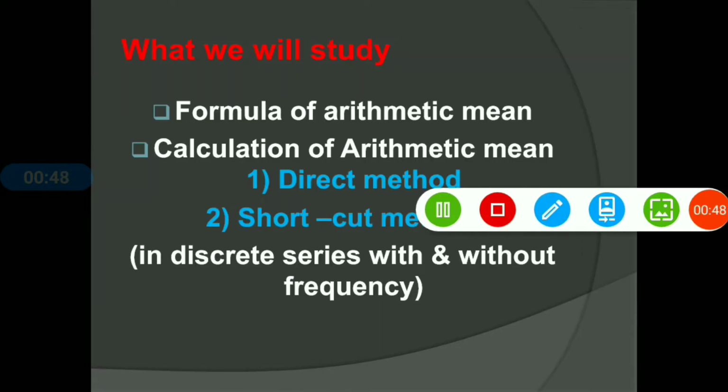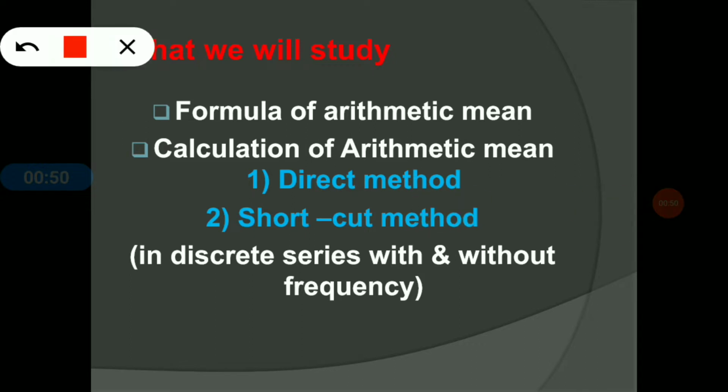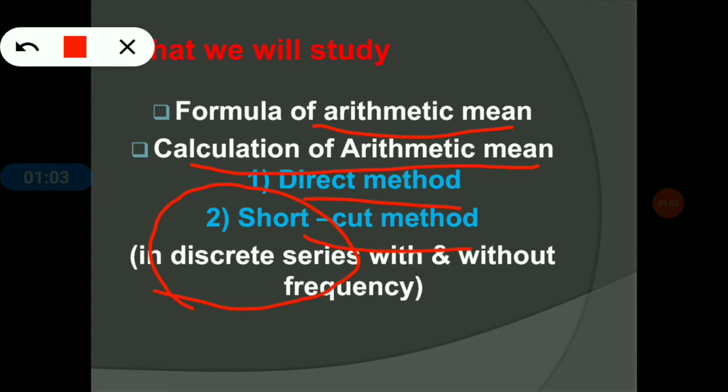Now go to the next slide where we can see what we will study today. The first one is the formula of arithmetic mean. The second one is calculation of the arithmetic mean by direct and shortcut method, and the whole calculation process in discrete series. Okay, so not the continuous one. I think it will be a very helpful session to everyone. So let's begin the session.